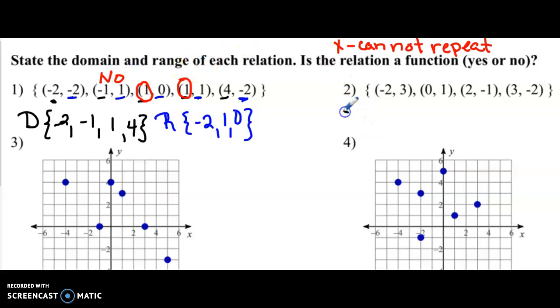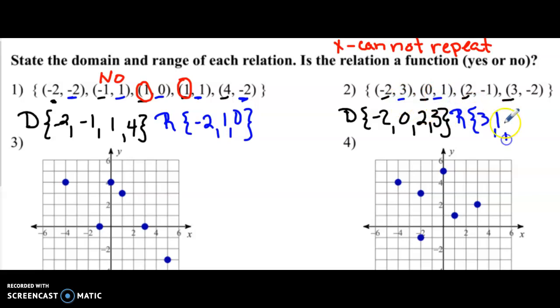If we look at number 2, the domain is going to be -2, 0, +2, and +3. Nothing repeated. Let's go ahead and look for our range values. Our range values are 3, 1, -1, and -2. Now, when we go back to answer the question, is the relation a function? No x value ever repeated, so this one is a function.